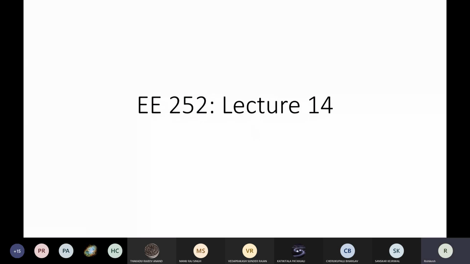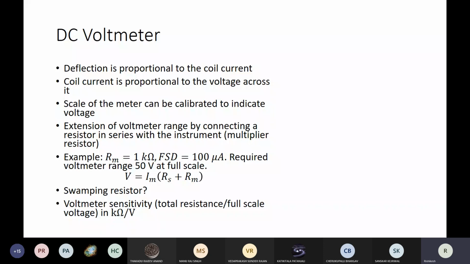In the previous lecture, we used the PMMC instrument to design ammeters, multi-range ammeters, and then we also discussed how to design a voltmeter using PMMC, even though it is a current measuring instrument. To briefly recap, in the case of a DC voltmeter we utilized a series multiplying resistor Rs, and this is our model of the PMMC meter.